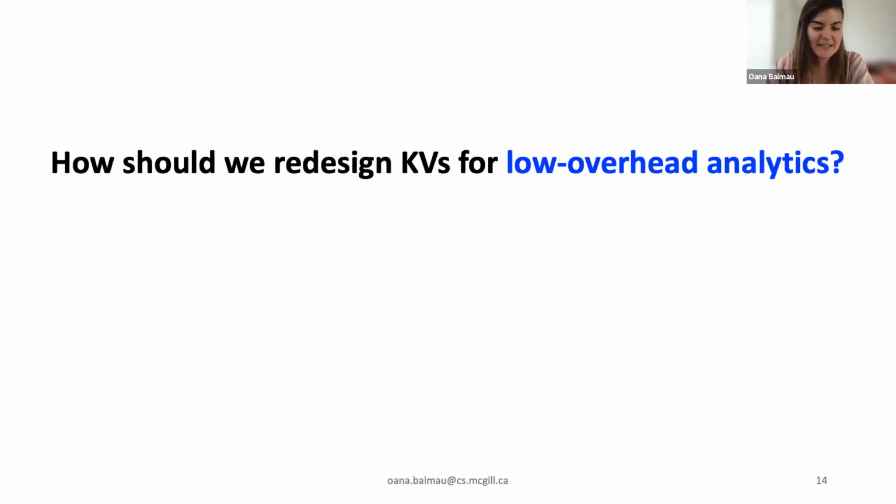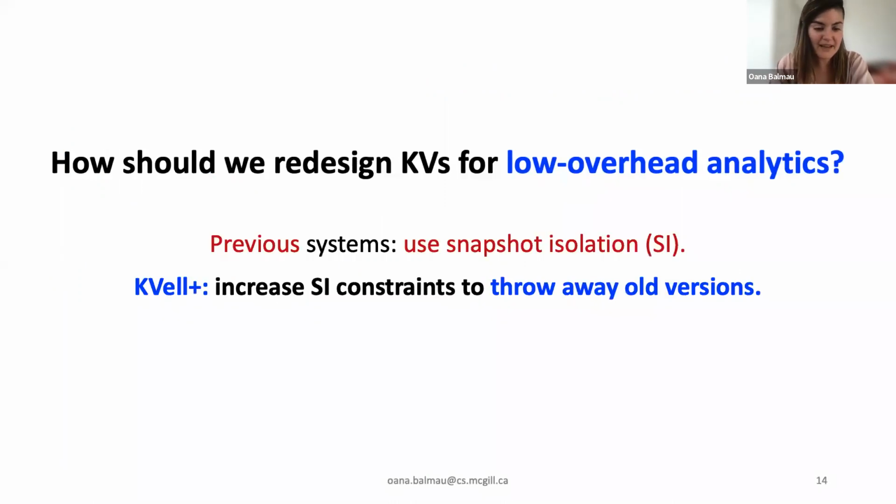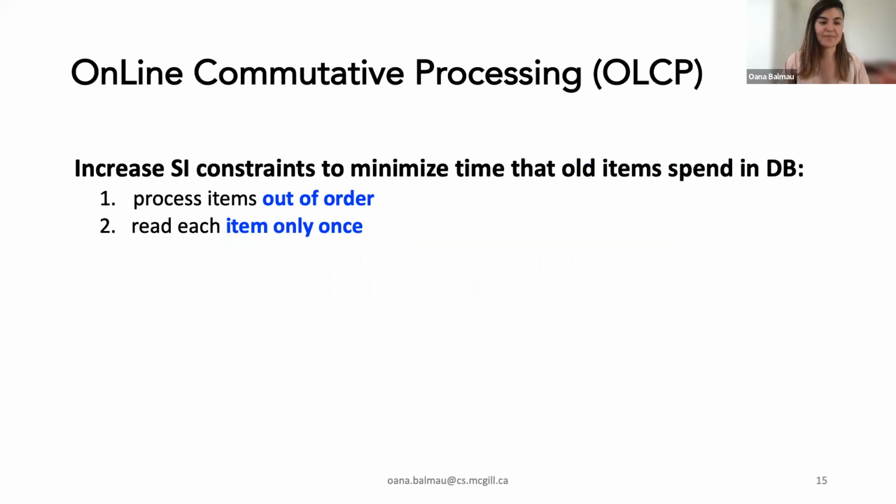Okay, so this leads us to the question of how we can redesign snapshot isolation to support writes and analytics at the same time. And this is our main contribution here. The idea is to increase slightly the snapshot isolation constraints to be able to throw away these old versions right away. The way we do this is through a new type of analytics we call online commutative processing, which is very similar to online analytics processing, OLAP, a very well-known type of analytics, with two caveats.